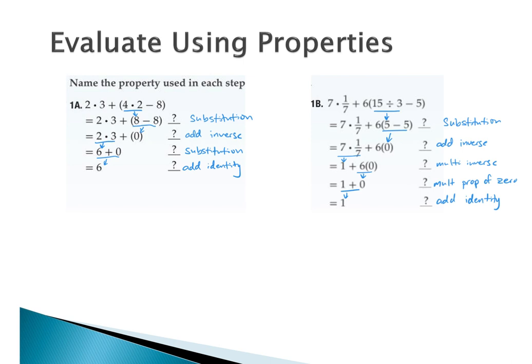Now this one, interestingly enough, only had one round of substitution, and then it had a lot of other properties. So there will be some problems where you use the different properties, and then there will be problems where all you do is substitute, because all you're doing is simplifying on one side of the expression. So just kind of remember these vocab words, remember these properties. You will be asked on a test or quiz to list them according to what's being done.